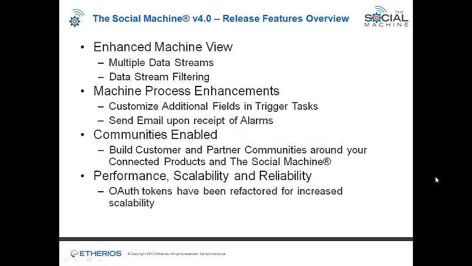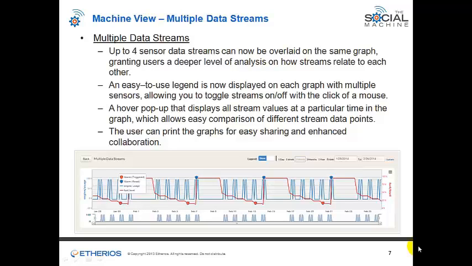Today we'll be taking a look at the Social Machine version 4.0 release features. We currently deliver releases 3 times a year. Each release automatically brings our customers the latest updates in features, performance, and security. Social Machine 4.0 is scheduled for release on March 12th. In 4.0, our release features include an enhanced machine view, machine processor enhancements, enablement of communities, and performance, scalability, and reliability enhancements. You'll now be able to graph multiple data streams on the same graph.